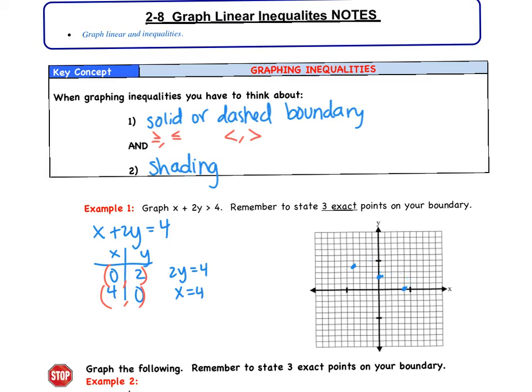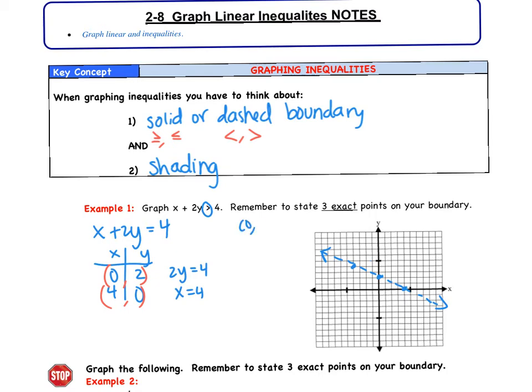Okay, so now comes the inequality part. If we look at our inequality, there's no equal sign. So in this case, we're going to have a dashed boundary. Then we need to figure out shading. So the way that you're going to figure out shading is you're going to pick a test point. It can be any point that is not on the line. So I normally like to choose the origin (0, 0).